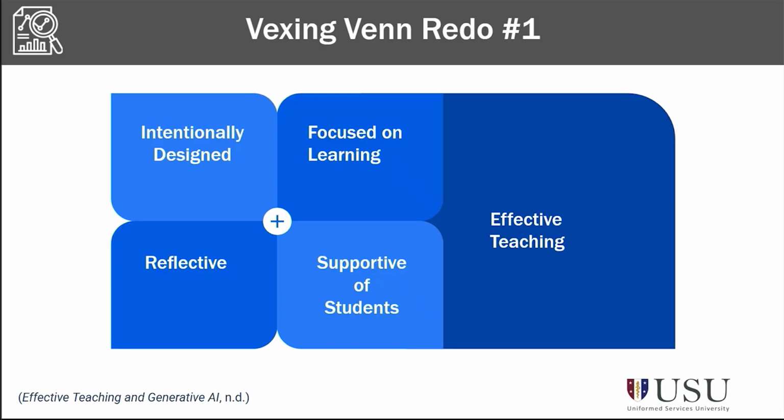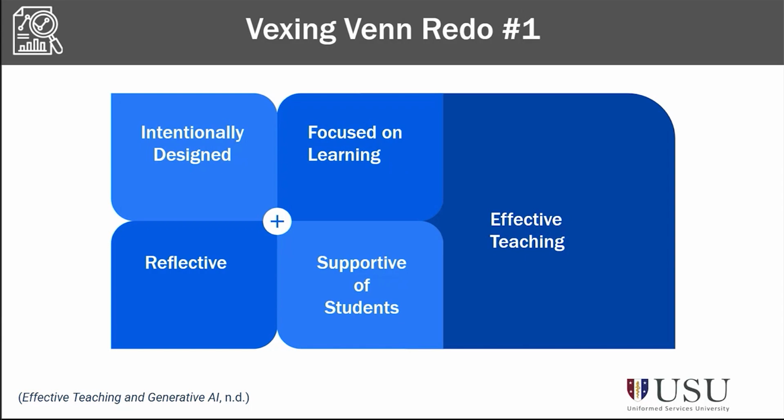But I just have some concerns about this effective teaching lump that's stuck on one side, because I'm wondering if that doesn't imply a special connection to focused on learning and supported students. And even though at least we're all blue, we've got 2 different shades there. Focused on learning and reflective are one shade, and intentionally designed and supported students are another shade. So maybe there's a subtle hint that there's a connection there.